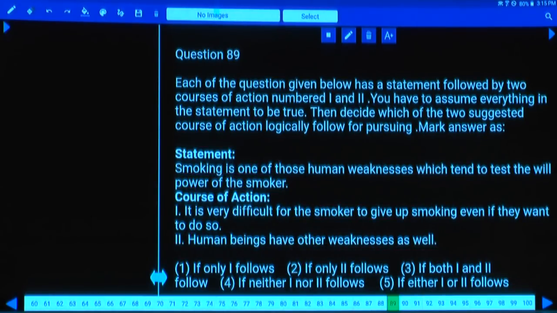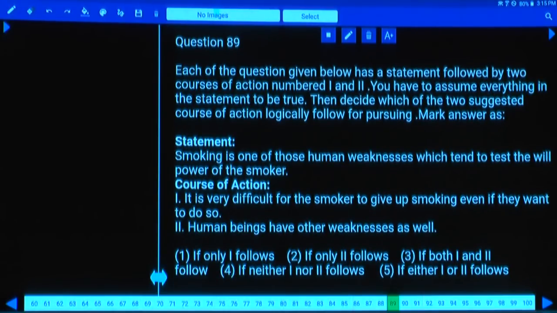Then question number 89. Smoking is one of those weaknesses which tend to test the willpower of the smoker. Now it is testing the willpower of the smoker. Then it is very difficult for the smoker to give up smoking even if they want to do so. Now this is again strengthening the argument, isn't it? It is not the solution to the above problem.